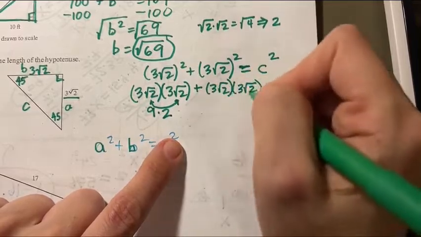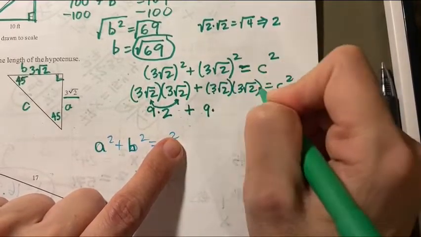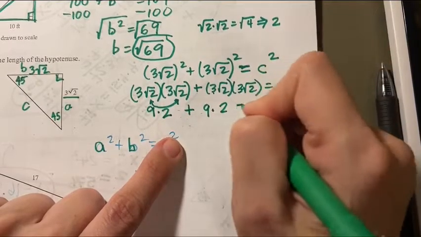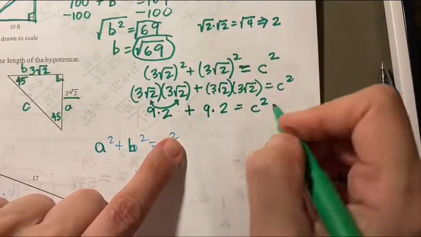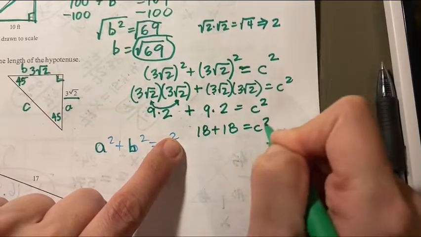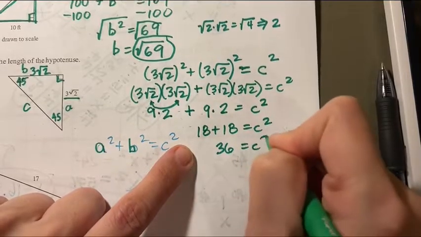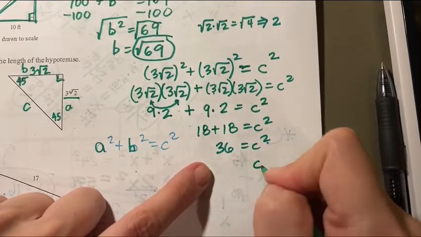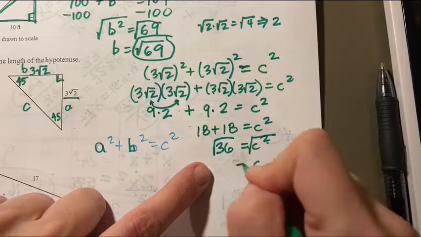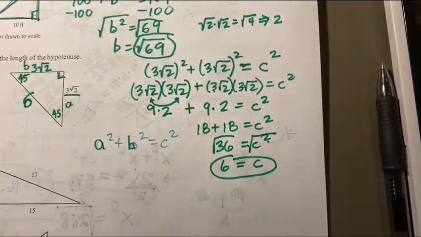And the same thing would happen over here. We would be adding 3 times 3 and the square root of 2 times the square root of 2, which happens to be 2. And we get c squared. So I end up getting 18 plus 18 equals c squared, and 18 plus 18 is 36. So I'm feeling good here. If I take the square root of both sides, c is 6.